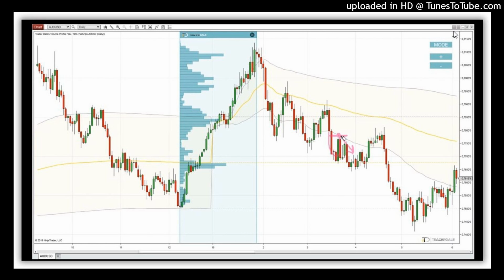By the way, as you can see, the second test in here didn't really work and the price went past the VWAP deviation.